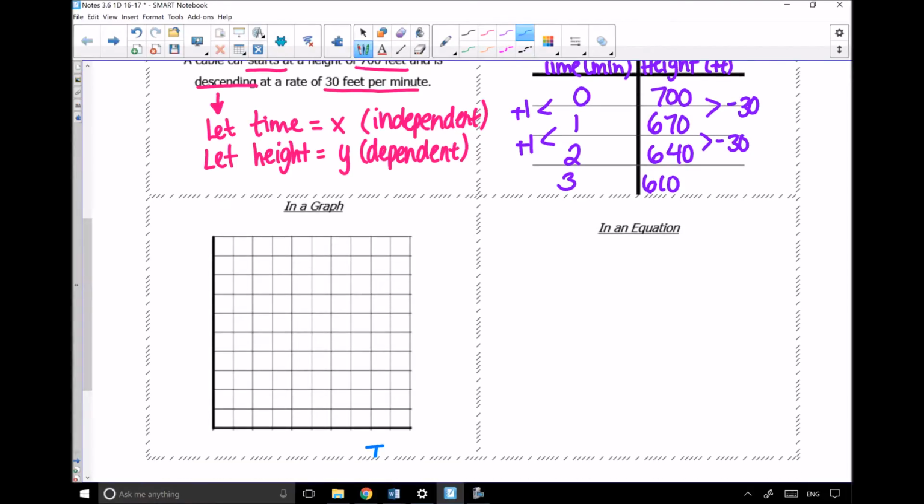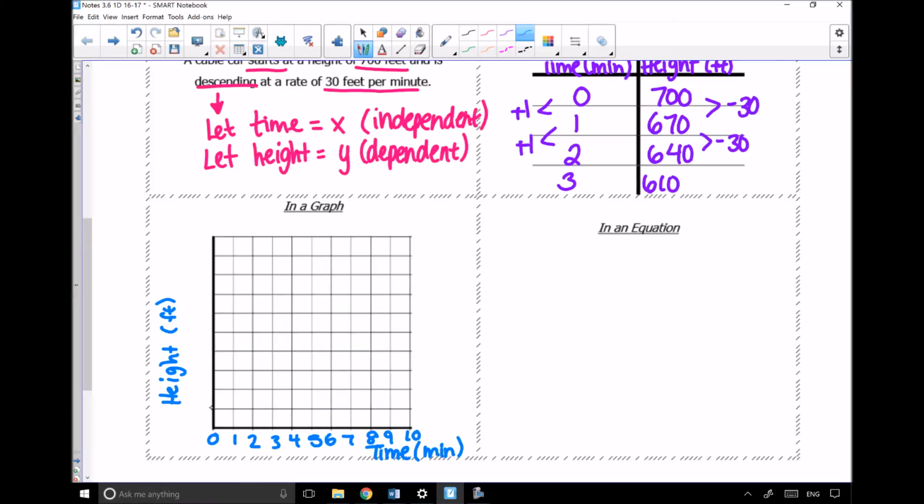And we always put our independent variable on the x-axis, and our time is being measured in minutes. And then we put our dependent variable on the y-axis, so our height is our dependent, and it's being measured in feet, okay? And our time, we're going to go by 1, 0, 1, 2, 3, all the way up to 10, okay? And then our height, we know our maximum height is 700.